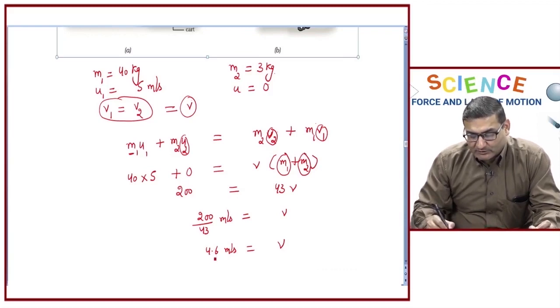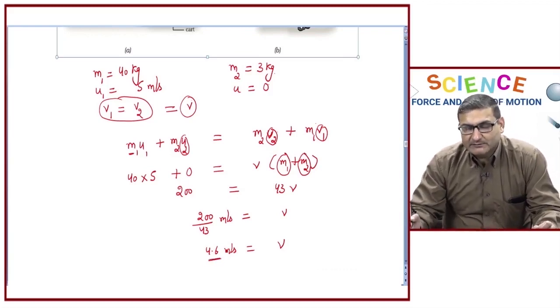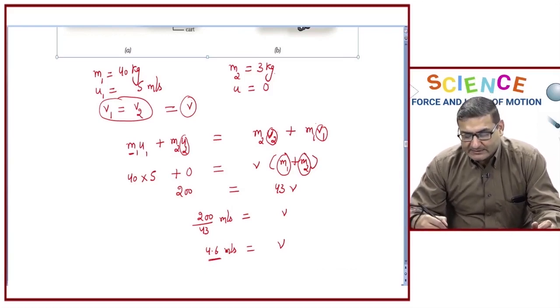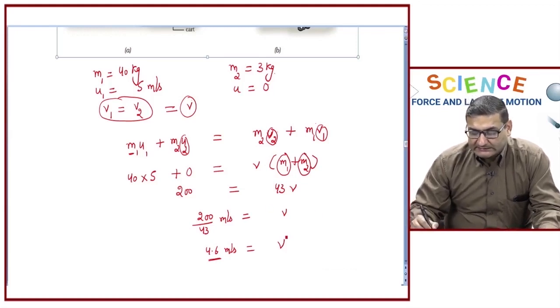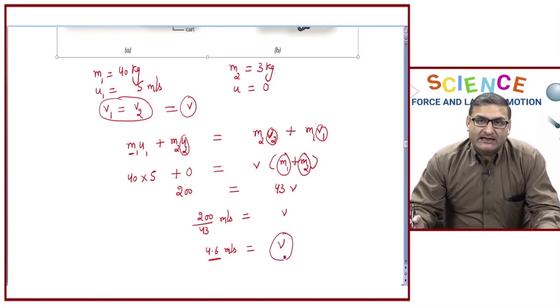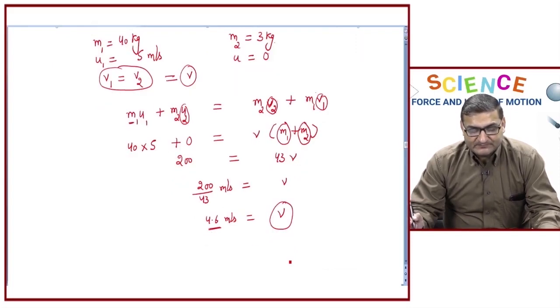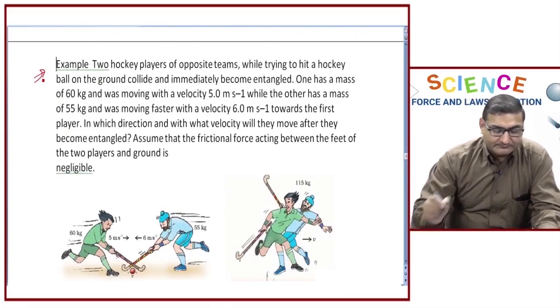Got it? This is the approximate value. I am calculating it till 1 decimal place. You can calculate till 2 decimal places also, right? This is the approximate value. I repeat, I am not taking the exact values. You may calculate it. Fine. So this is the final velocity of the cart and of course the girl who was also on the cart. Got it? Right? Now let us take another example.